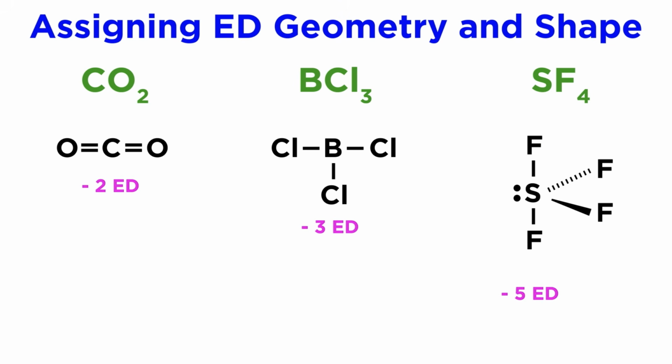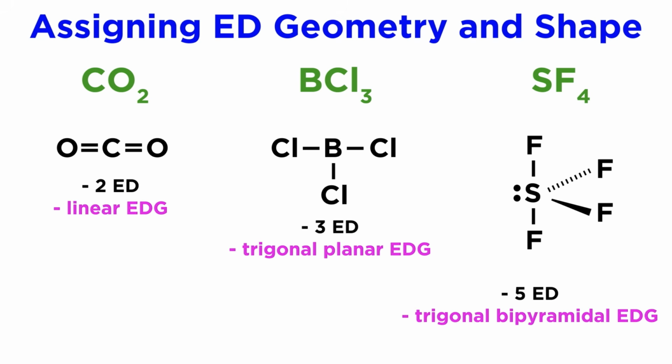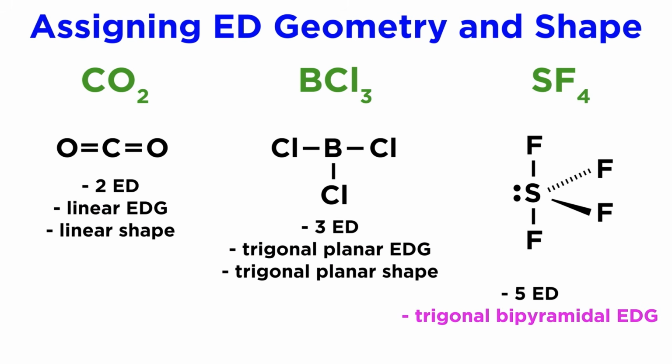Next, let's assign the correct electron domain geometry on the basis of the number of electron domains. That will be linear, trigonal planar, and trigonal bipyramidal, respectively. Lastly, the molecular shape will be different for any molecule that has lone pairs on the central atom. SF4 is the only one that does, so let's look at that one. With 1 lone pair, we will say that this molecule has a seesaw molecular structure.